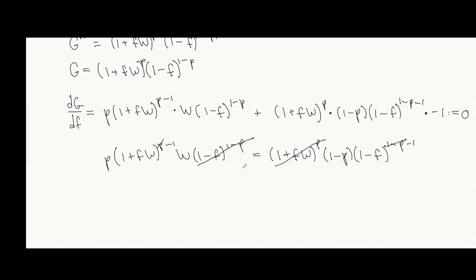Okay. So now we need to solve for f. That's what we're trying to solve here. So let us combine all of the f terms together. So PW, I'm going to move the 1 - p over to the left side. And on the right side, I'm going to move the 1 + fW. So I multiplied both sides by 1 + fW. And then we have (1 - f)^(-1) remaining, so that's on the bottom. Okay, and now we can cross multiply.